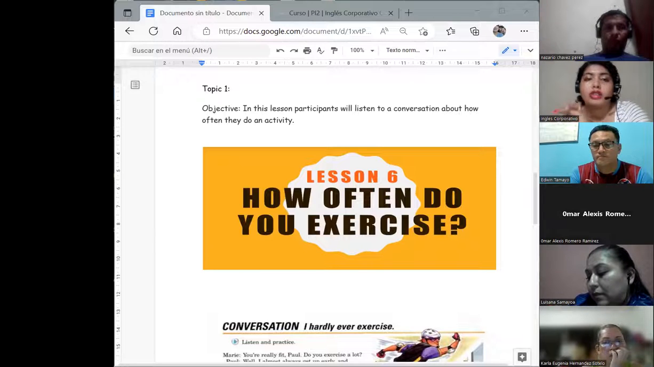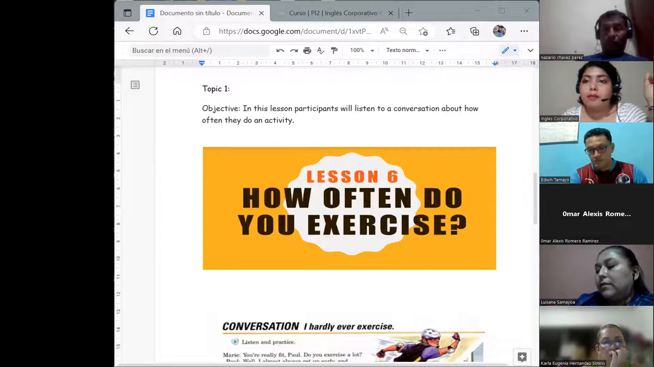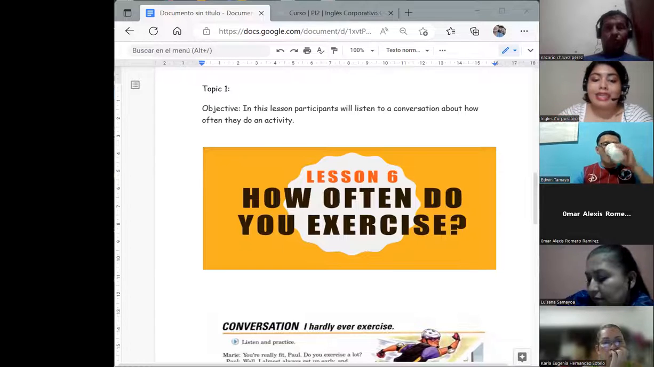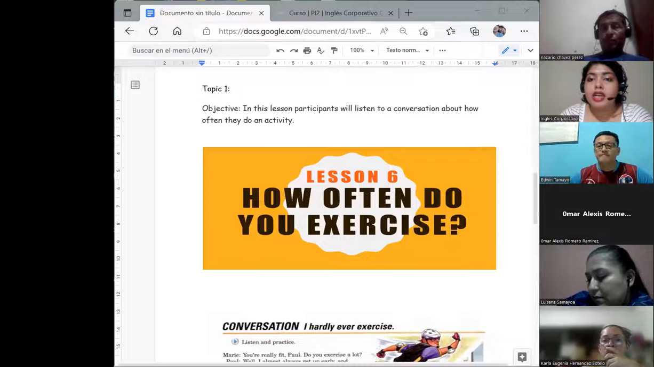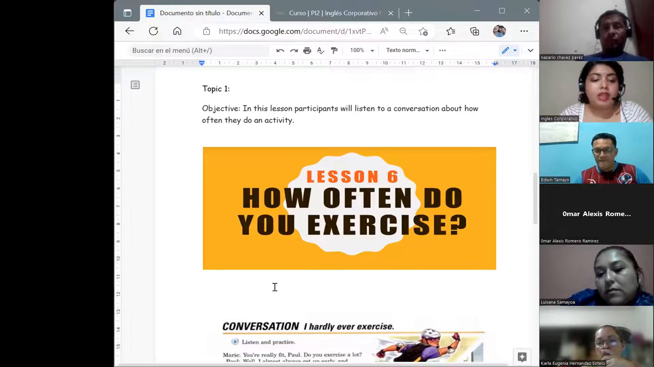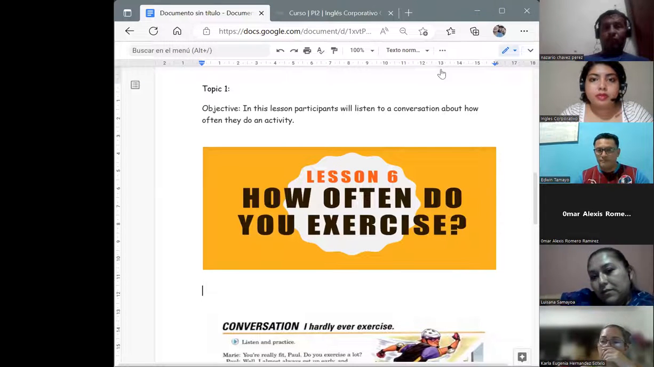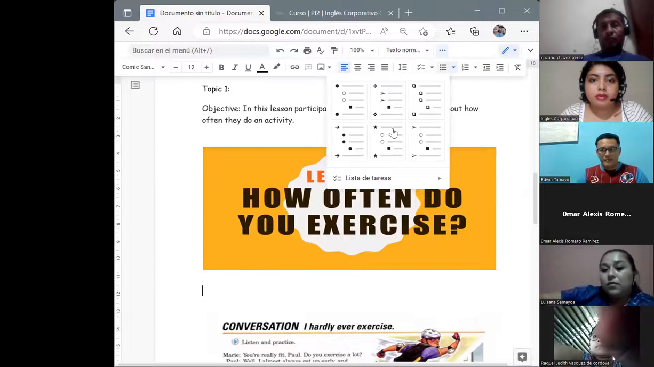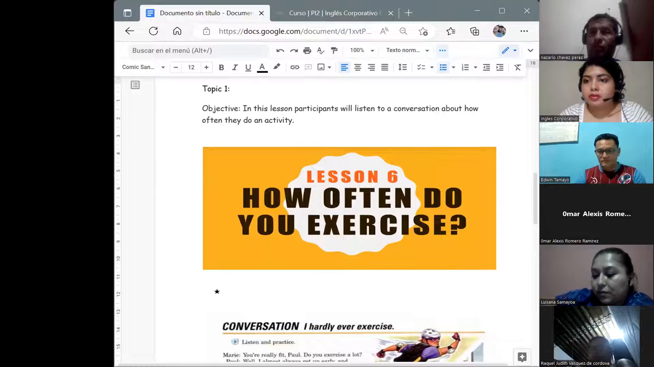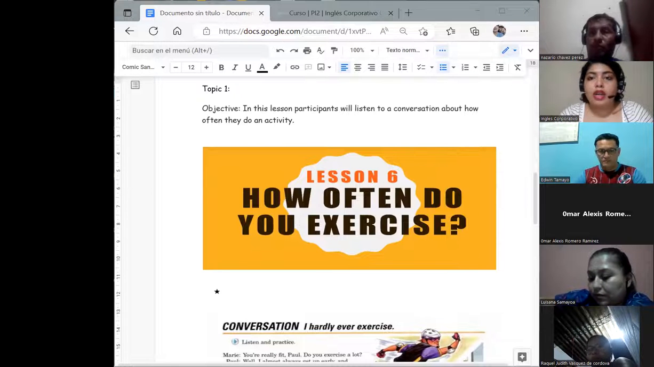Statements that you are writing on the chat. I have some statements, so thank you for your participation. And I'm going to make like a list of phrases that you are using here, using the adverbs. Vamos a comenzar con la lista. So I'm going to do it like this. Okay, let's begin from the first one.